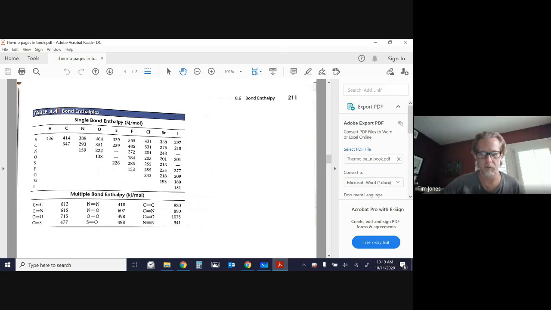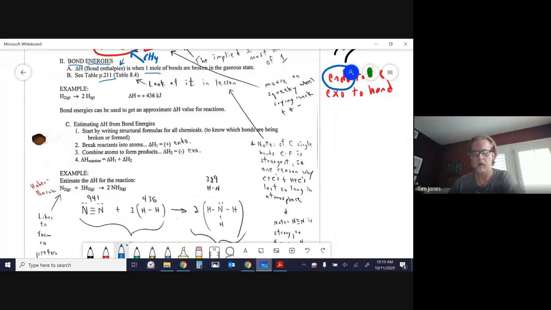All right, back to the notes. What you do is you break all of your reactants, and this is always going to be endo because you're breaking bonds, so you have to put energy in to do it. And think of it this way, you're just taking the molecules apart. And then you also have to make your products. So as you make the products, you're allowing the bonds to form. You get energy back, so that's exo.